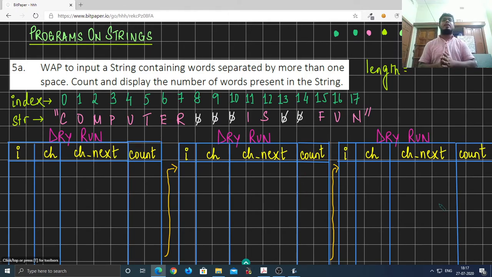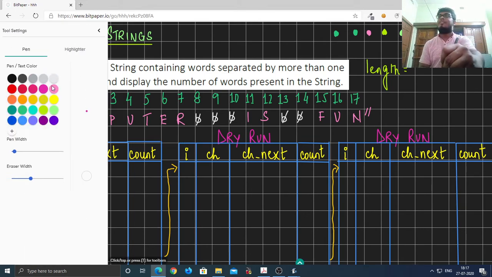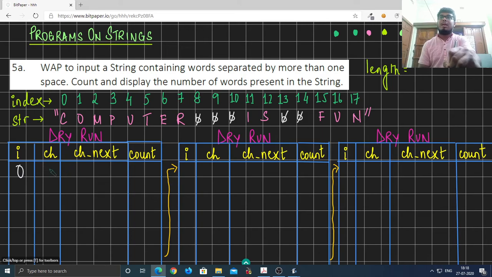So we have the same example here again, and we are going to traverse the entire string. While traversing, we are going to extract 2 characters at a time. We are not simply going to extract 1 character, but 2 characters. At the very beginning, I starts from 0, CH and CH next are empty, and the count begins from 0. Now, when the value of I is 0, CH, the current character, is C, and the character next to it, at position I plus 1, is O.